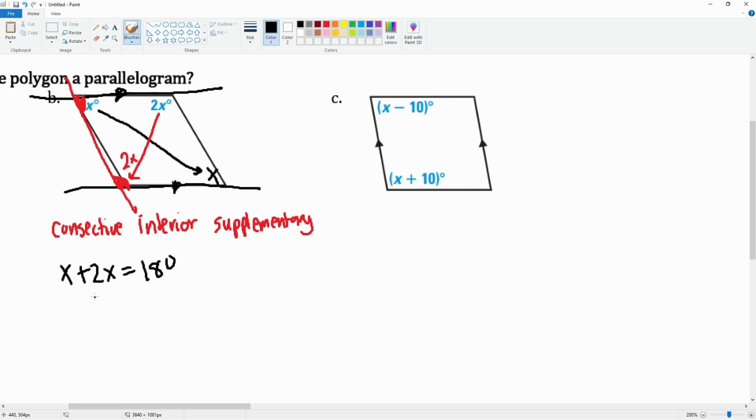2x plus x is 3x equals 180. Divide 3 to both sides. This cancels. You get x is equal to 60. So x is equal to 60. That's how we make that into a parallelogram.